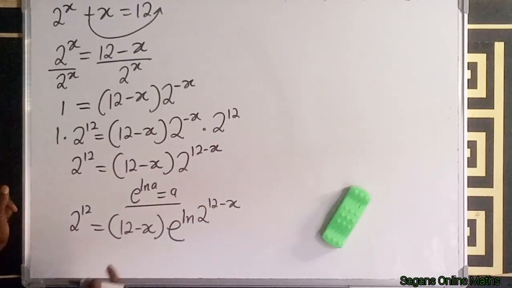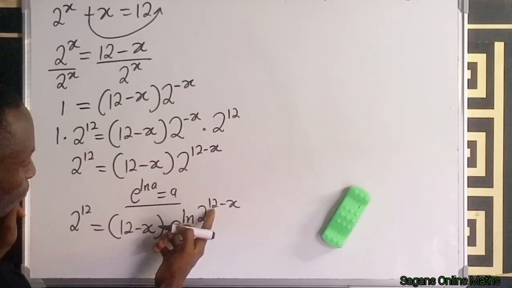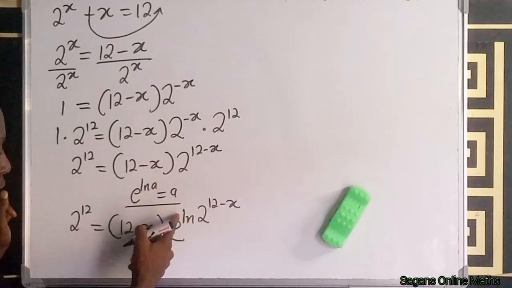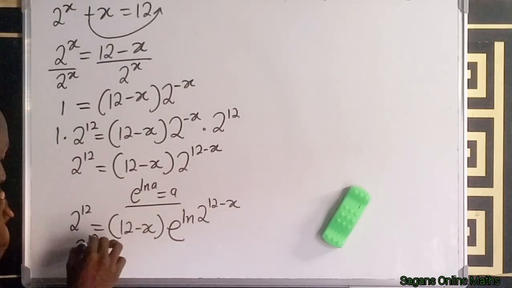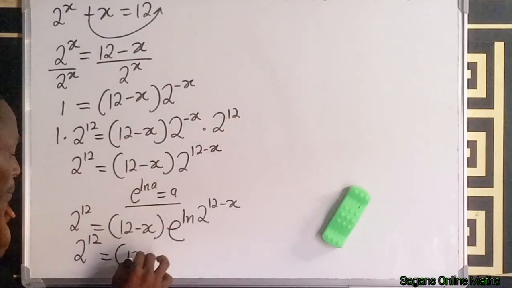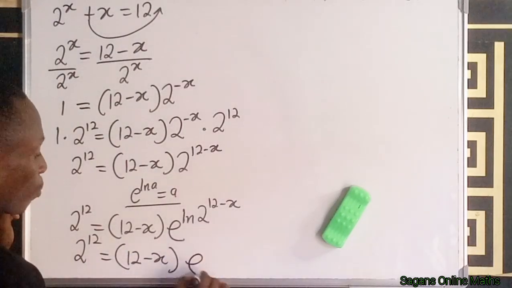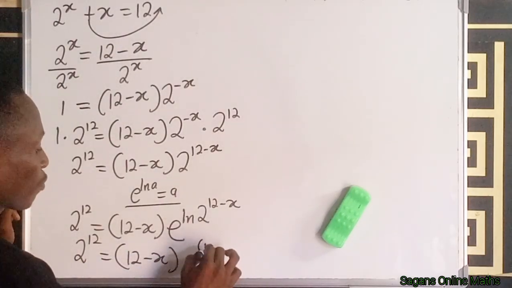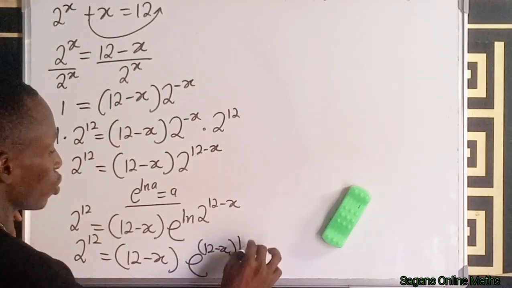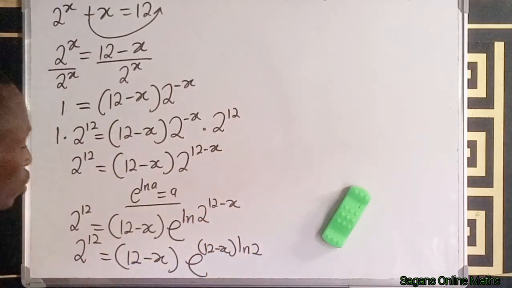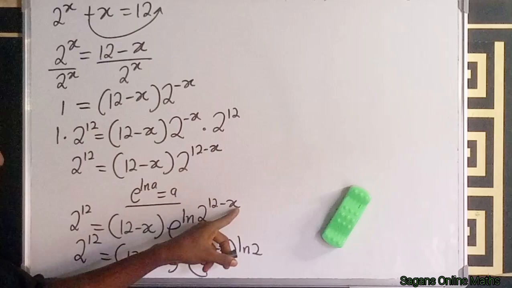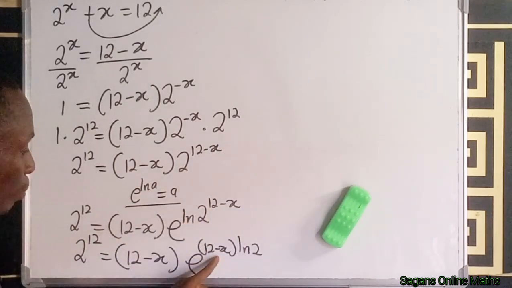Take note that the power here, which is 12 minus x, can also go back to multiply the ln. So you have 2 raised to the power of 12 equals 12 minus x multiplied by e to the power of 12 minus x times ln 2. Wow, this is interesting, right? Because the power here, which is 12 minus x, can go back to multiply the ln.